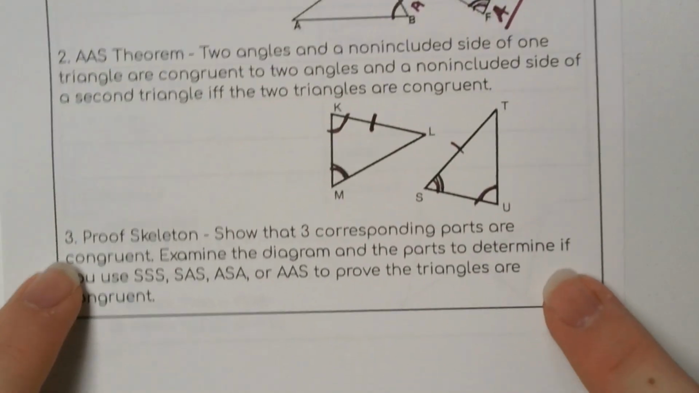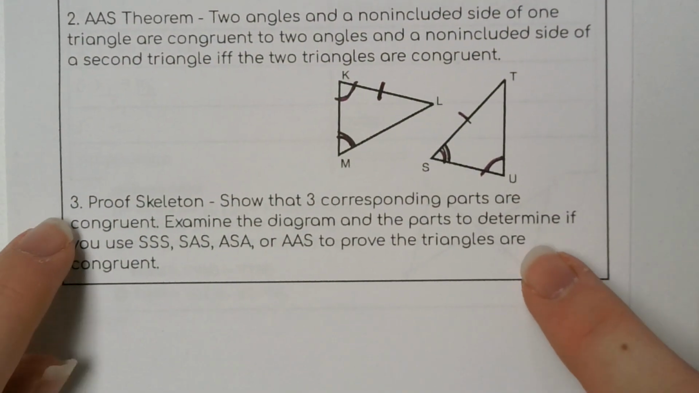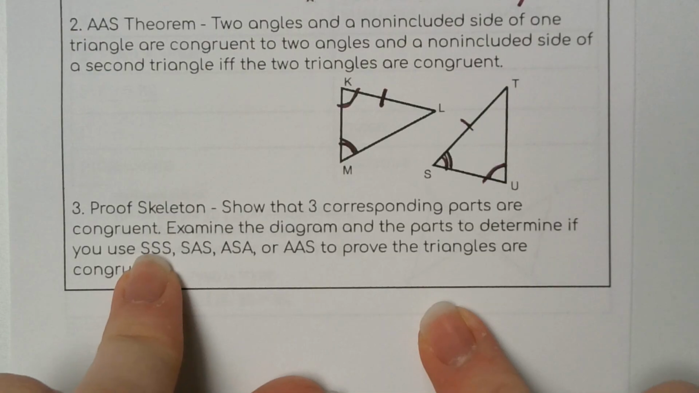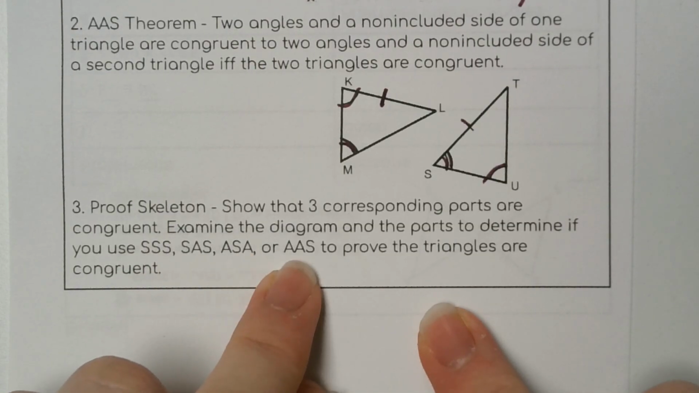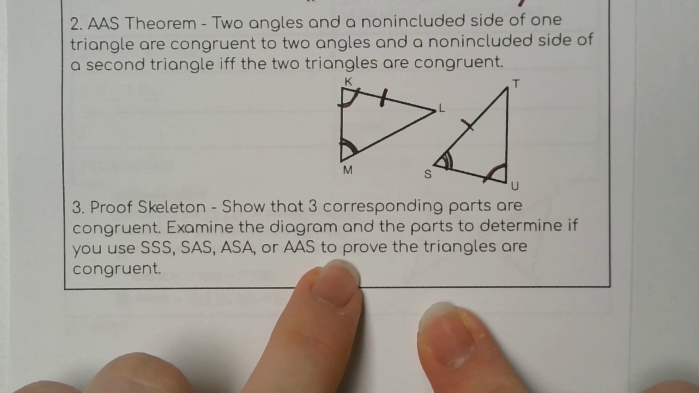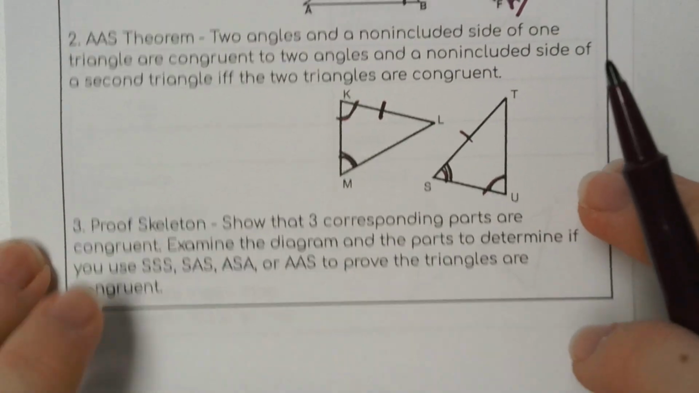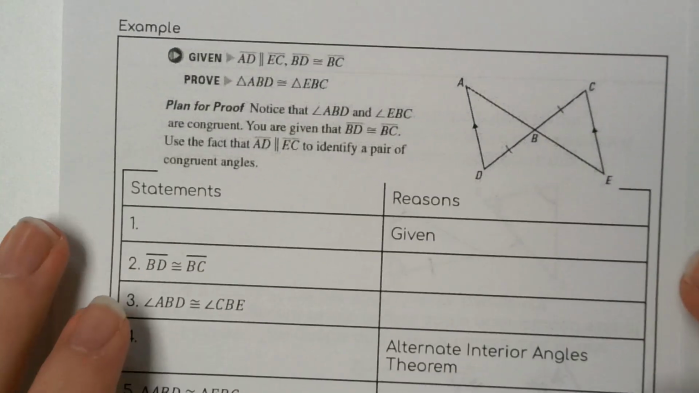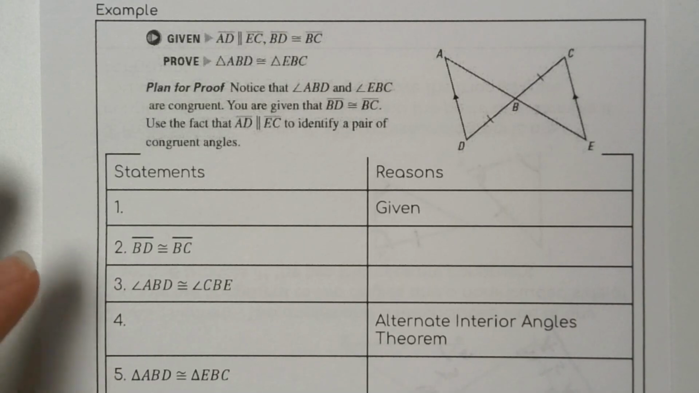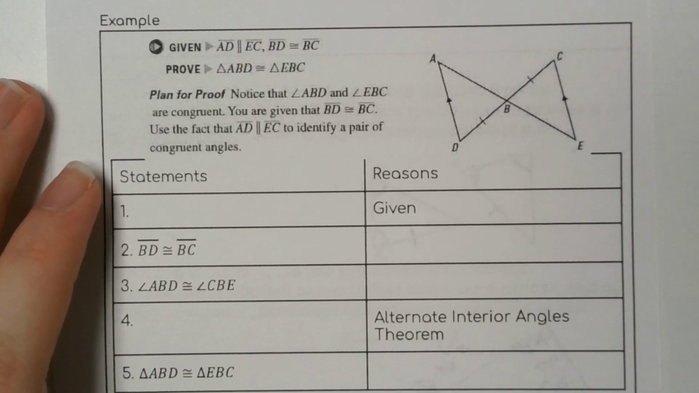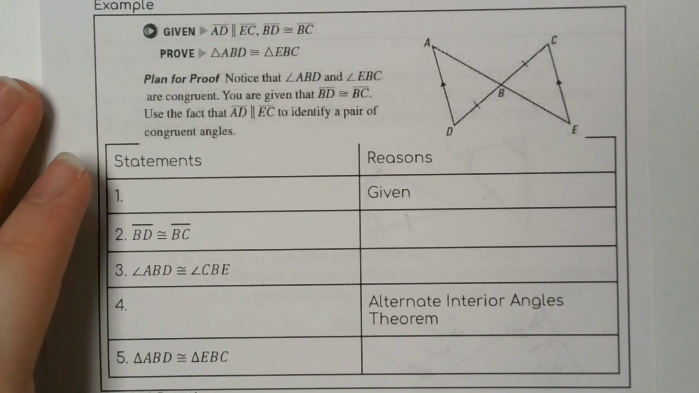Okay, so then our proof skeleton: show that 3 corresponding parts are congruent, then determine from the diagram if it's SSS, SAS, ASA, or AAS to prove the triangles are congruent. All right. Zoom out.